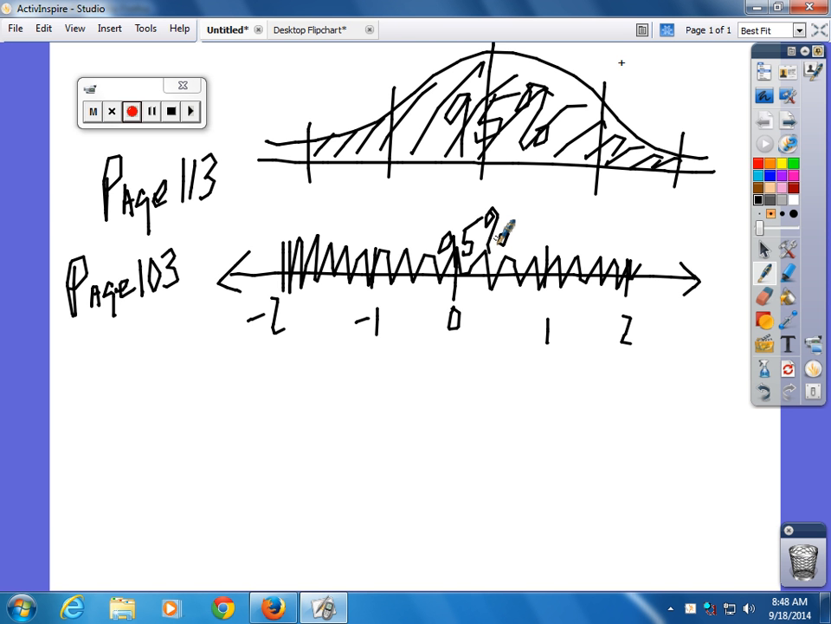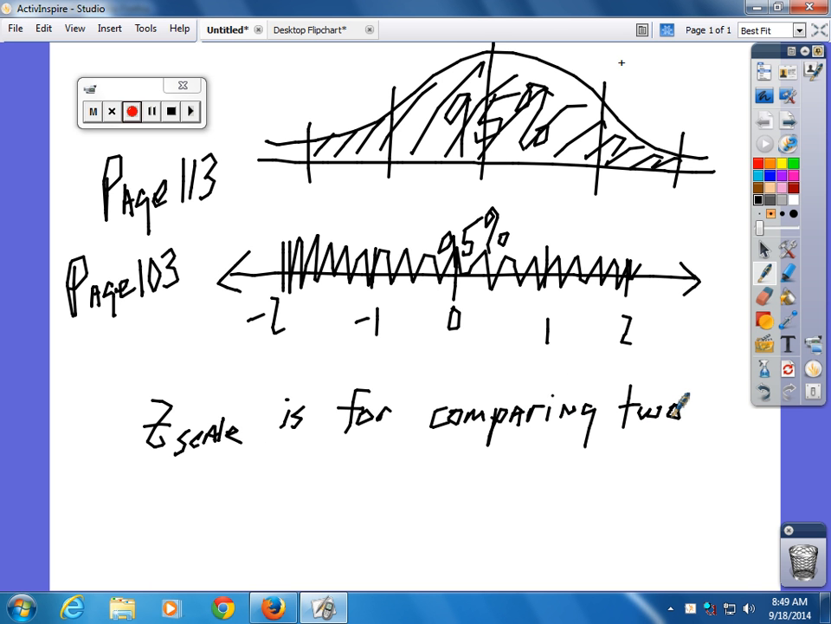So that's how you compare apples to oranges. You compare them with the z-score. Height of presidents versus height of basketball players. 2 different populations, but you're comparing them on the same scale. And that's what a z-score does. The z-score is for comparing 2 different populations.